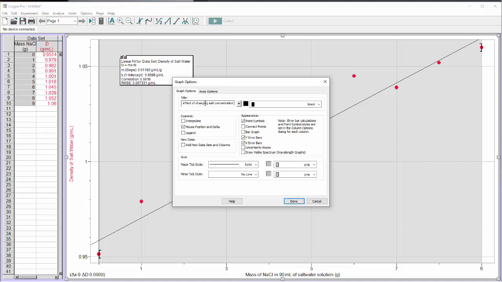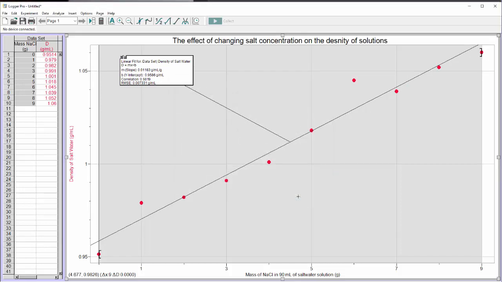Write your title. Okay, the effect of changing salt concentration on the density of solutions. Okay, that's what I'm going to use. Again, write your own title. Okay, but the effect of the independent variable on the dependent variable. Listen, if you're just copying down my title, you're not learning how to write titles. You're just copying something. Okay?